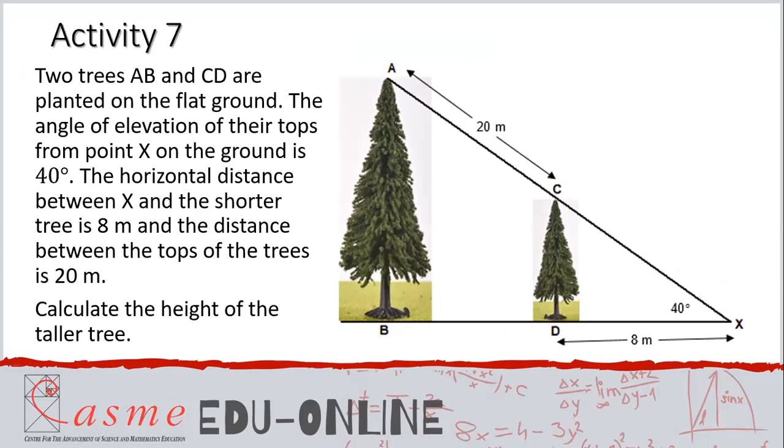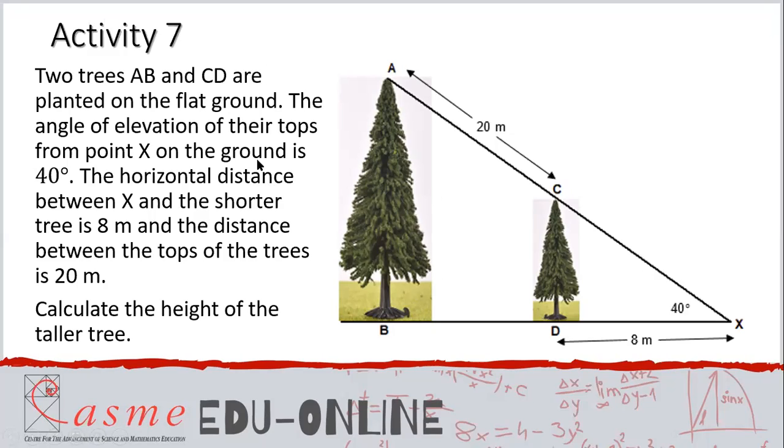Wow, I remember this one was exactly in the paper. Now we're getting into solving problems, which is what maths is all about. 2 trees, well, we've called one AB, and the other one we've called CD, are planted on the flat ground, which means this ground here is level.